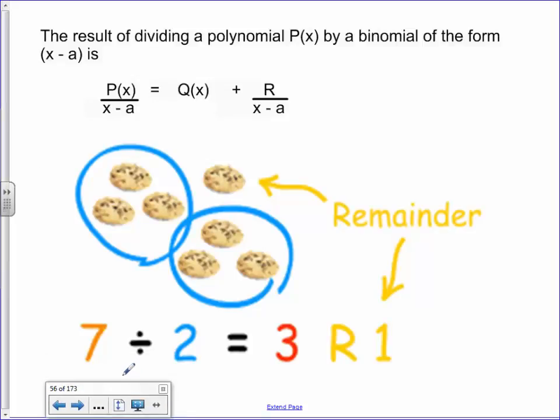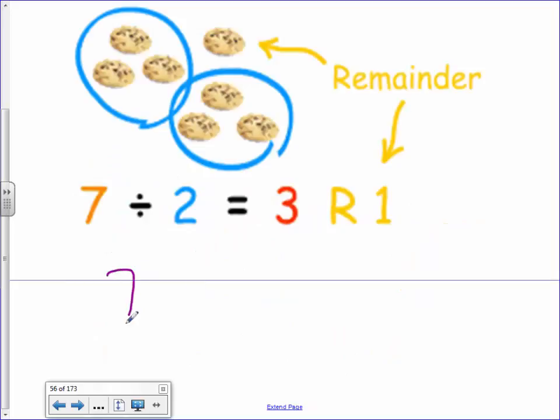I found a diagram online with cookies again. Hopefully this can help make sense of the ideas of remainders. There are 7 cookies here. I want to divide them into 2 groups. So if I want to divide them into 2 groups, each group is a group of 3 with a remainder of 1. Here's a way that you could write that then. 7 is the same thing as 3 times 2 if you add 1 more.